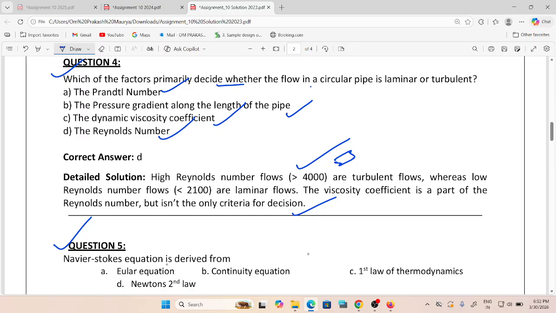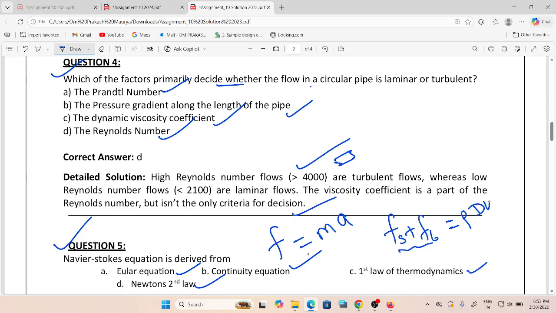The Navier-Stokes equation is derived from the Euler equation, continuity equation, first law of thermodynamics, or Newton's second law. This question we have already solved. Definitely it is force equal to mass into acceleration. That is Newton's second law, meaning your surface force and body force combined are equal to the mass times acceleration, that is rho dv by dt. Rho is representing the mass.